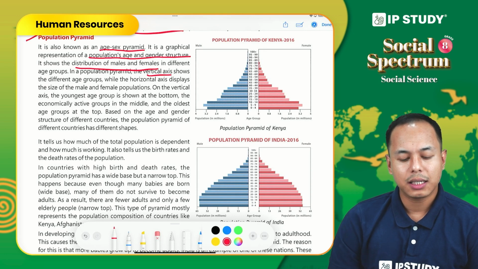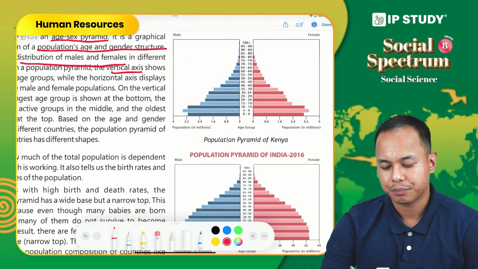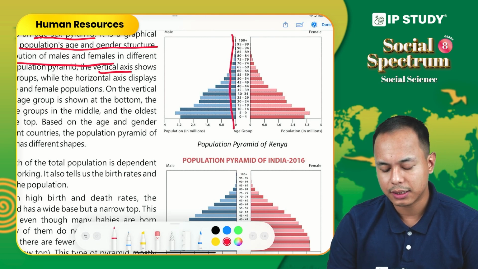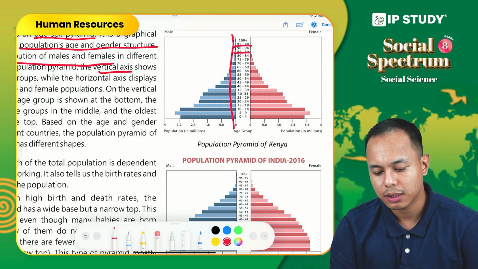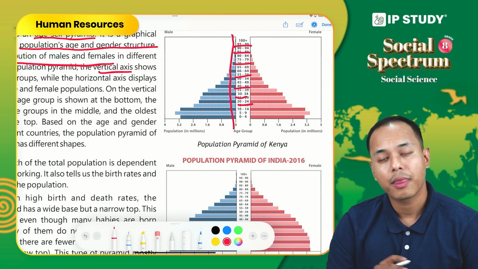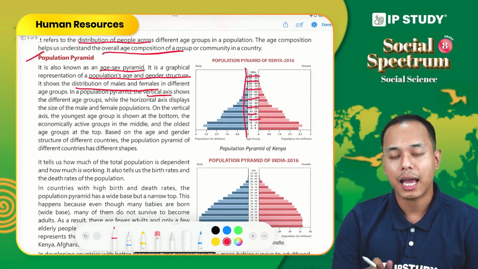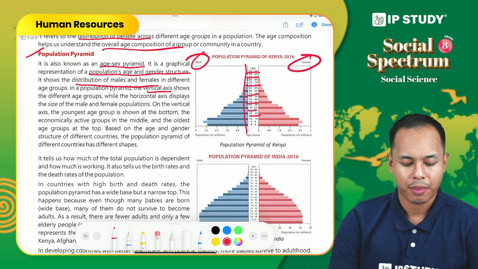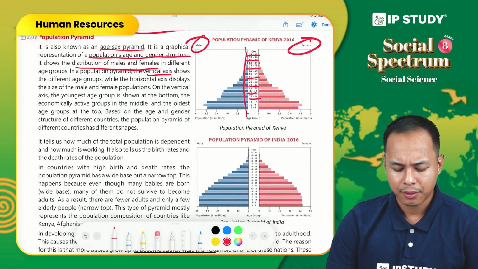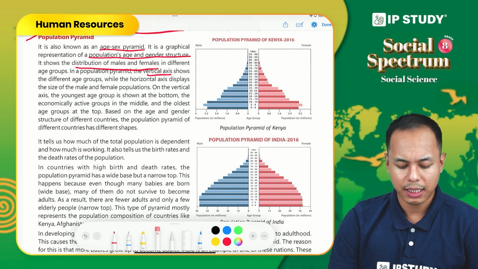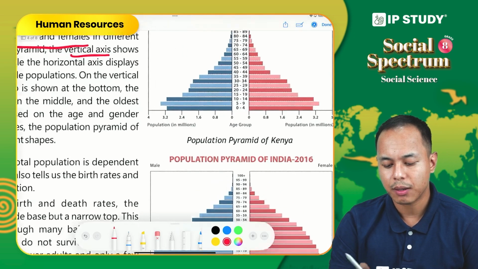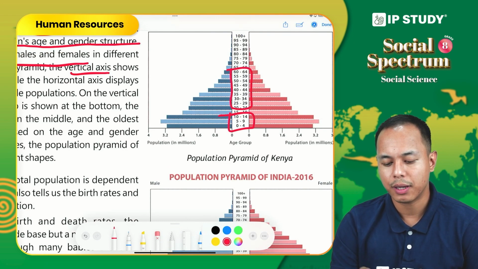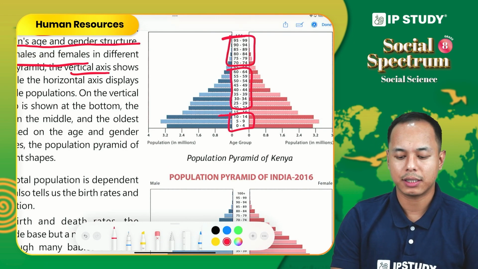The vertical axis shows different age groups. This is the vertical axis, and it shows different age groups. On the other hand, the horizontal axis shows gender, which we already discussed. On the vertical axis, the youngest age group is mostly at the bottom, followed by the working age group and the retired, or we can say above 60.